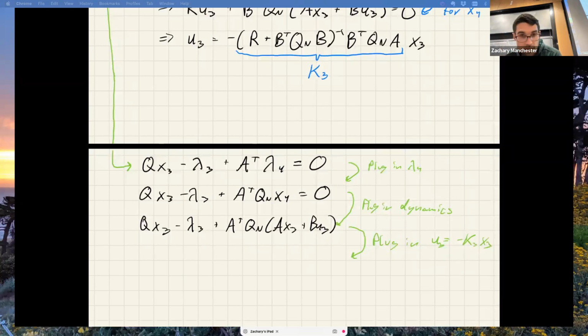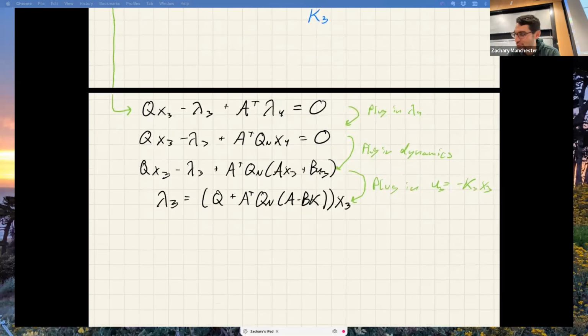And now I can solve for lambda 3 equals Q plus A transpose QN A minus BK, and I'm going to be a little bit lazy with the indices, times X3. Okay, this is it. I'm not going to torture you with this anymore. This matrix in front of the X here, that gives me lambda, we're going to call this P3. Just making stuff up. Now we're done.